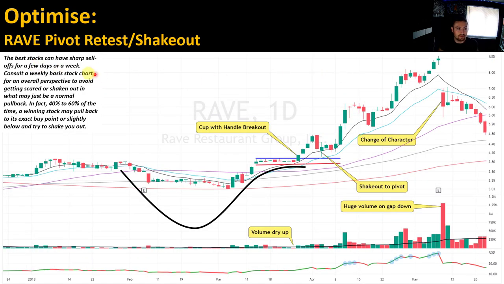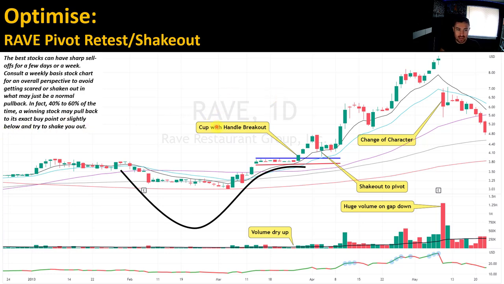The best stocks can have sharp sell-offs for a few days or weeks. Consult a weekly stock chart for an overall perspective to avoid getting scared or shaken out in what may be a normal pullback. In fact, 40 to 60% of the time, a winning stock may pull back to its exact buy point or slightly below and try to shake you out.